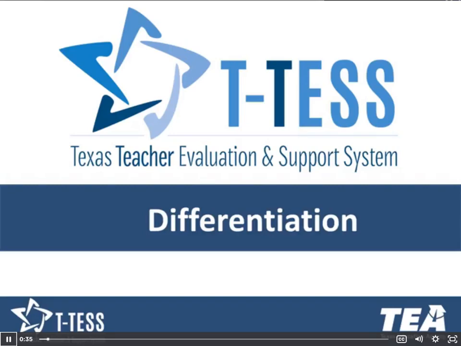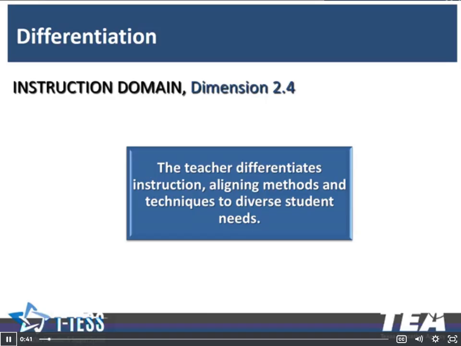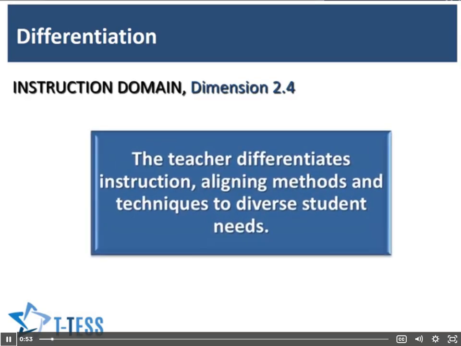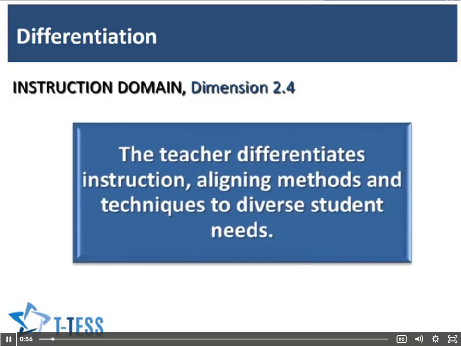Delivering instruction to best reach each and every student in every classroom. Differentiation is one of the 5 dimensions in the instruction domain, dimension 2.4. The overall definition reminds us that the teacher differentiates instruction, aligning methods and techniques to diverse student needs. In order to provide differentiated instruction, each teacher must have knowledge about the individual learning characteristics, strengths, and needs of all students in that classroom.